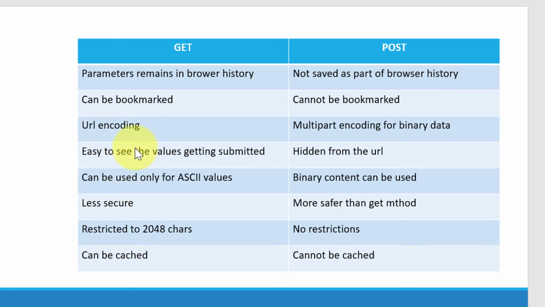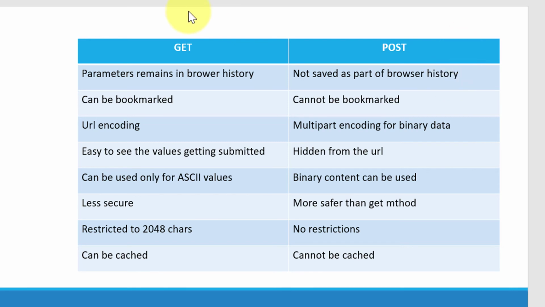And it's very easy to see the values that are getting submitted with get, whereas with post it's hidden from the URL, so the user cannot see what are all the values getting submitted. And get method can be used only for the ASCII values. Post method can be used for the binary content as well. Get method is relatively less secure than the post method, and it is restricted to only 2048 characters because the URL doesn't allow more than 2048 characters as per the standard. But for the post method, there are no restrictions.